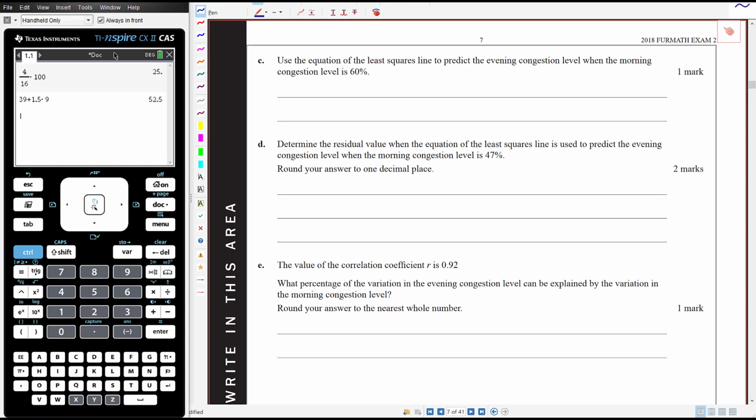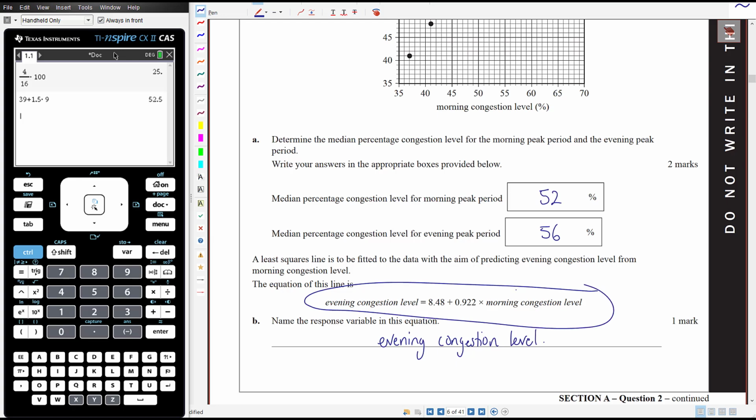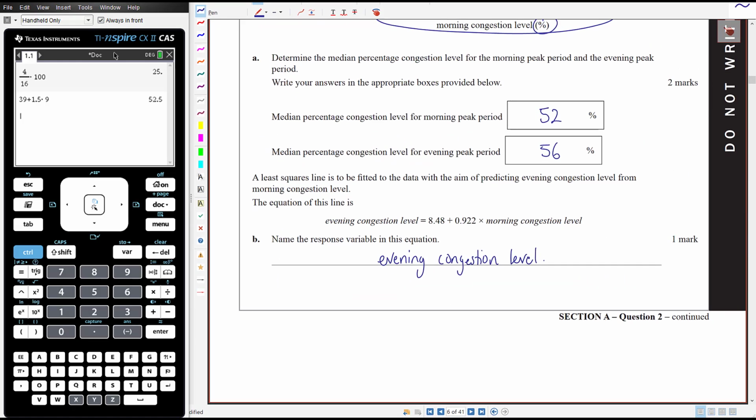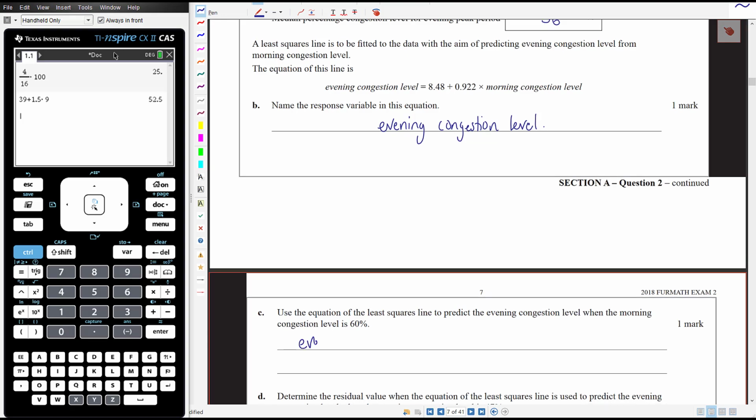Okay, part C. Use the equation of the least squares line to predict the evening congestion level when the morning congestion level is 60%. Okay, so we've got our equation. Now, it's important to understand that the variables are in percentages, so when we substitute 60% in place of the morning congestion, looking at the scale here, we won't write 0.6, we'll write 60. Let me just change the scroll for a minute so I can keep them both here.